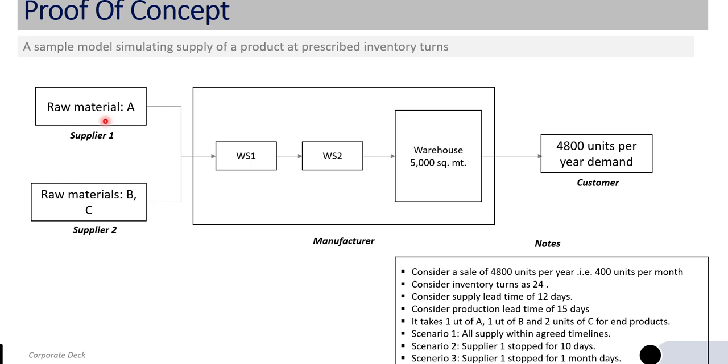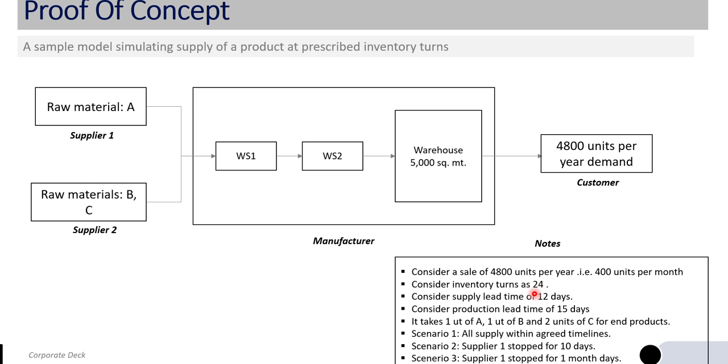As we can see here in our supply network, we have two suppliers supplying three raw materials A, B and C. Then these raw materials go through the manufacturing plant and get converted into a finished product, which we finally supply to our customers. There is a demand of around 4800 units per year, or 400 units per month. We are assuming here that we have an inventory turn of 24 units.